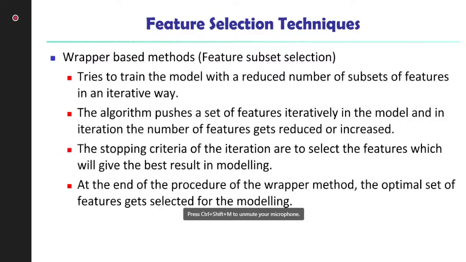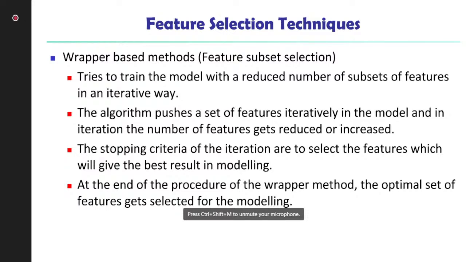So here we try to train the model with a reduced subset of features in an iterative way. So how does this algorithm work? The idea here is that, okay, this theory is fine. We iteratively go through the features, and then we have a stopping criterion. Once that criterion is reached, we say, okay, this is the best subset we can go with. But how are we supposed to iterate and how are we supposed to stop? That is something we need to decide.